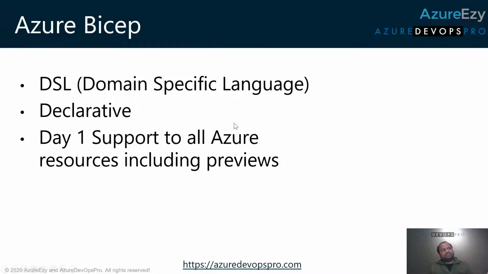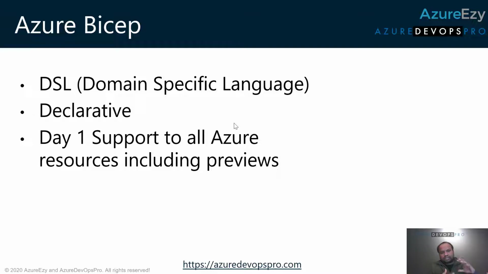It has day one support for Azure resources, including preview. This is a very important aspect of Azure Bicep, especially when you're comparing it with any other infrastructure tool like Terraform. So it has day one support for all Azure resources. All the Azure resources which are GA as well as previews have inherent support in Azure Bicep, because it comes from the same Azure Resource Manager tool ecosystem.